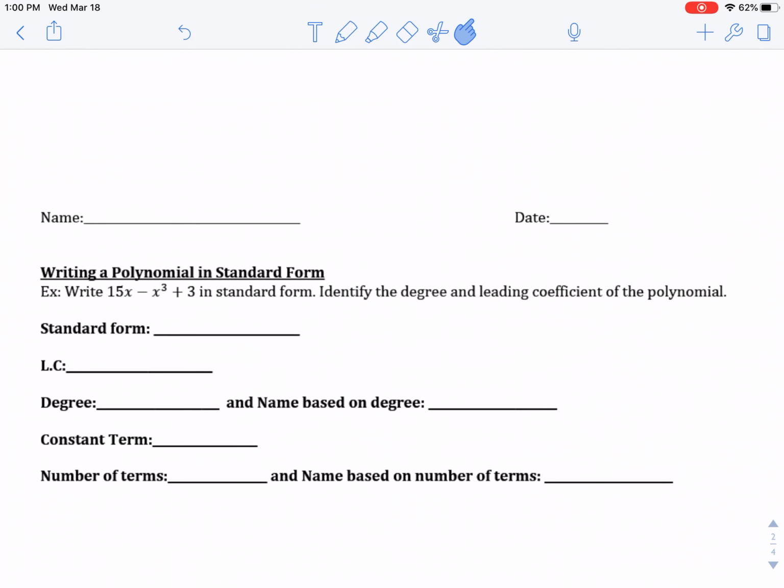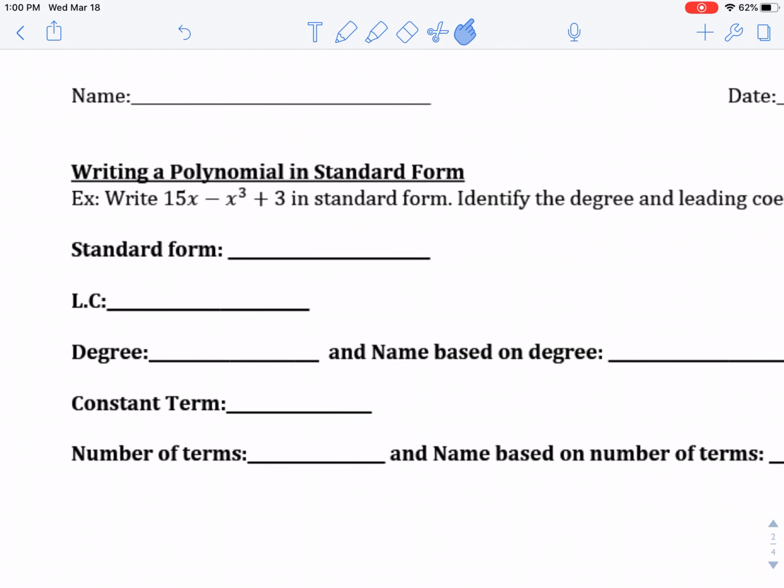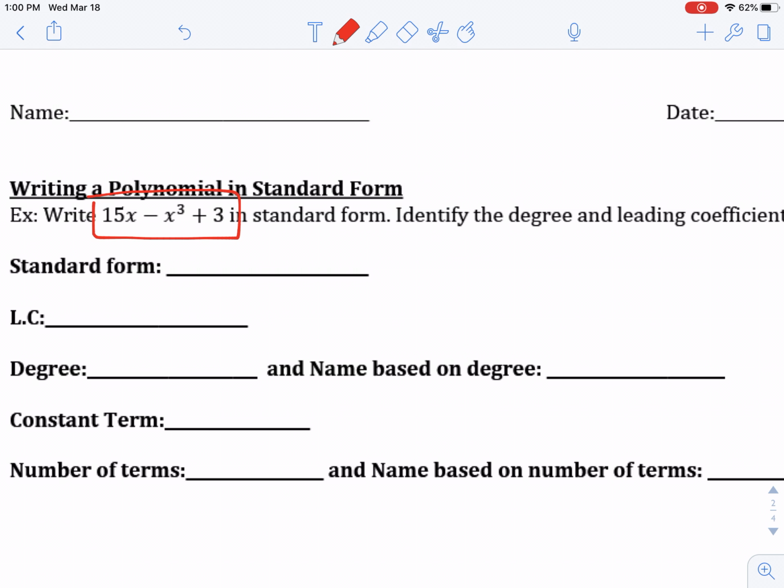Here we go, kiddies. Next slide, next example. The very first thing we should notice when we see this polynomial is that it's not in standard form. We have to write it in standard form first. It's always the first step.